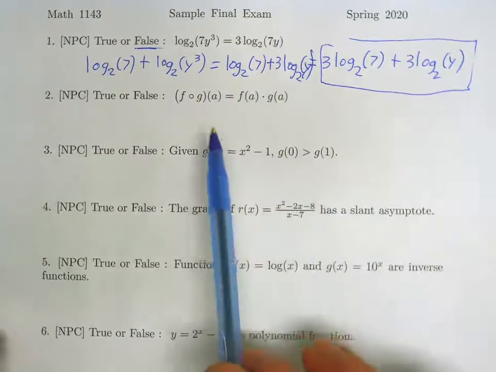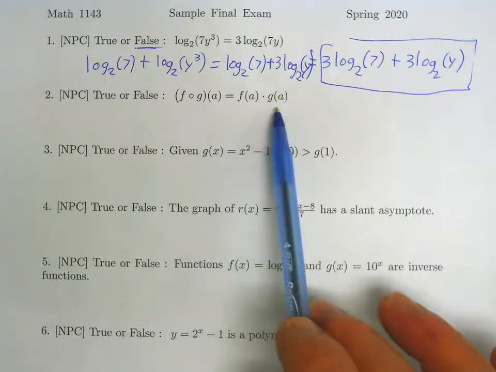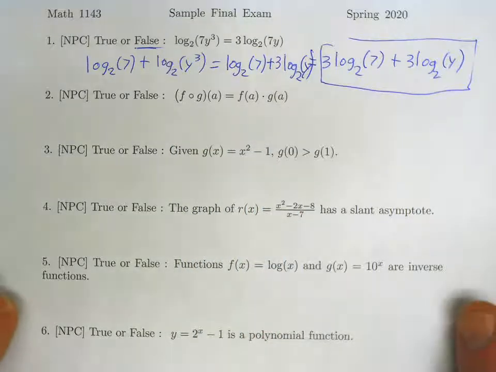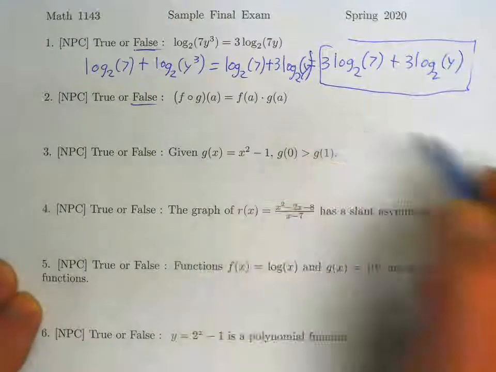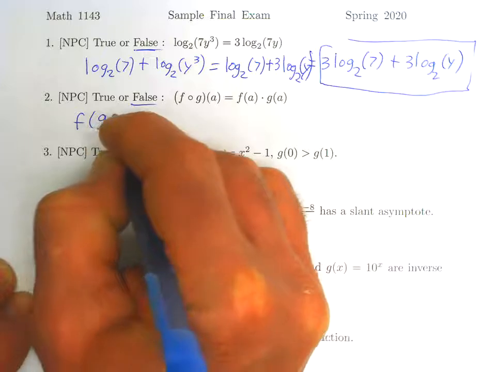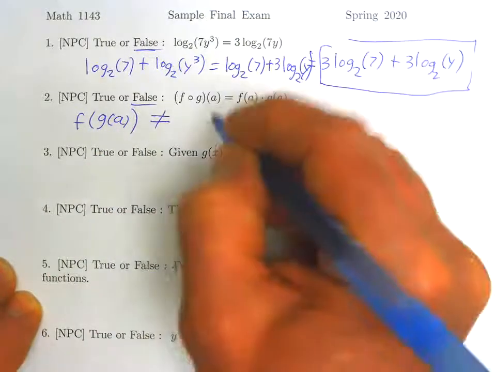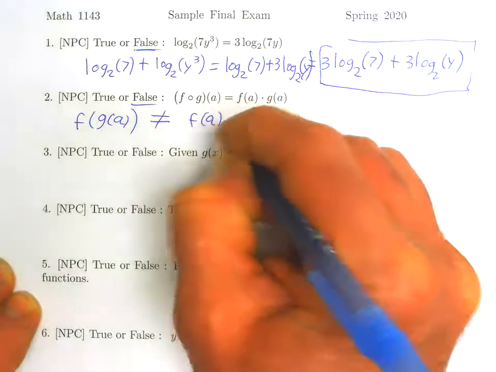Okay, the next one, f composed with g of a equals f of a times g of a. That is false. F composed with g, this is f of g of a. But in general, that does not equal f of a times g of a.